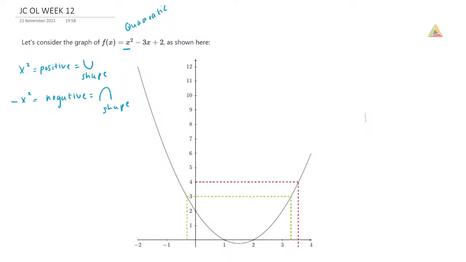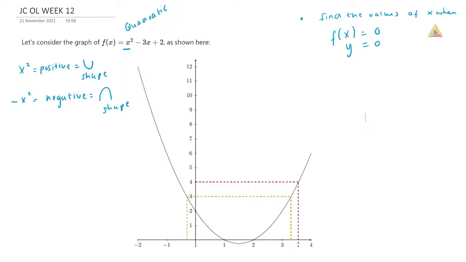So a couple of things you could be asked here. If we wanted to solve f of x equals 0, in other words, I want to find x values for when f of x equals 0, I'm just going to write that question in. Find the values of x when f of x equals 0. Another way of writing f of x equals 0 is y equals 0.